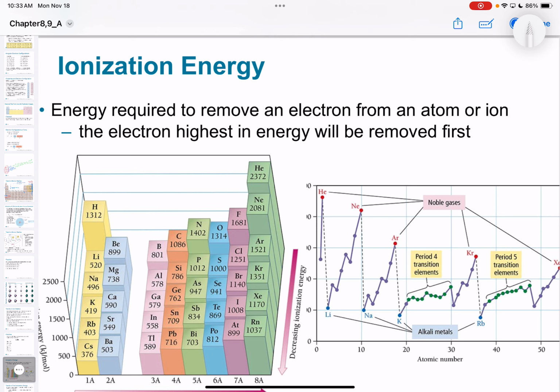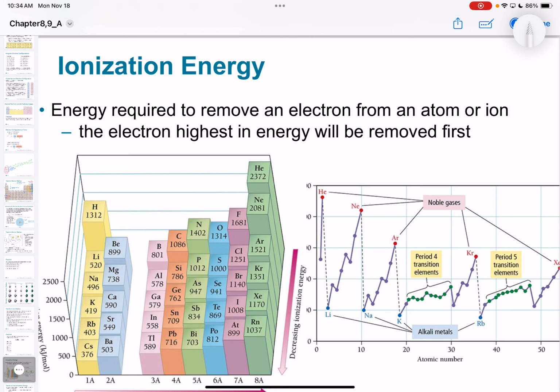In general, it increases going across. Just like we saw just a second ago, this guy's really small, so it takes a lot of energy to remove that electron. So it increases going across. As you go down, they get bigger, and so the ionization energy drops because it's easier to remove them from a big atom.